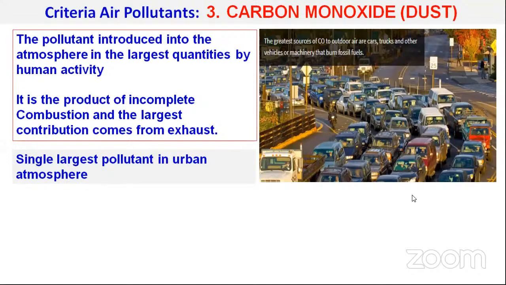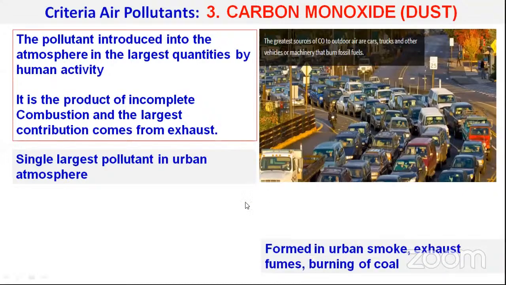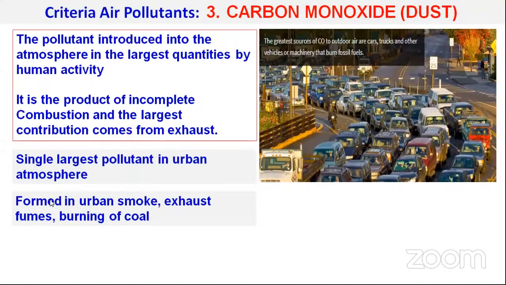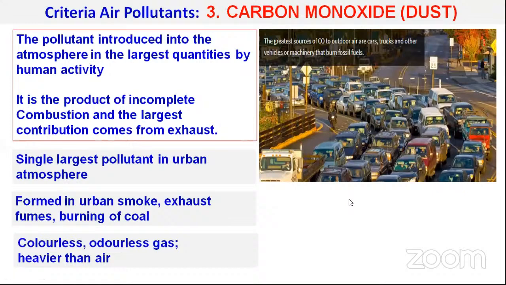It is the single largest component in the urban atmosphere. It is very characteristic of the urban environment, because the urban environment is characterized by a lot of vehicular pollution due to traffic. It is formed in urban smoke. So carbon dioxide, carbon monoxide and particles combine together and become synergistic in nature. Danger increases.